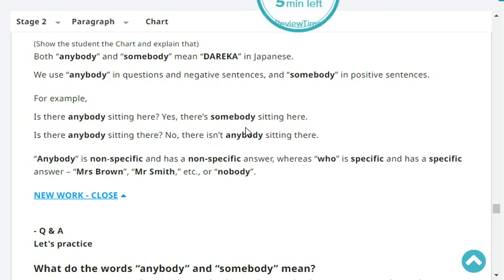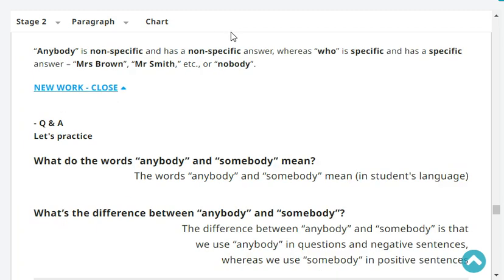Okay, the word anybody is non-specific, so it doesn't need a specific answer, whereas the word who is specific. When somebody asks you who, you have to give a specific answer, like who's he? We say he's Mrs. Brown, he's Mr. Smith, or nobody, like that. A specific answer. Okay, so let's practice.